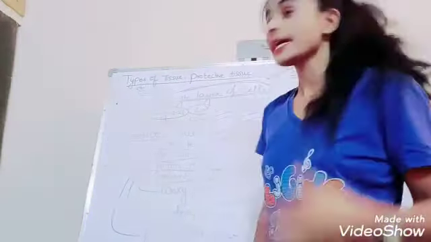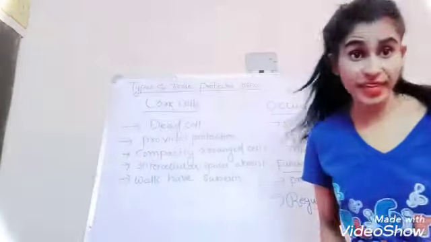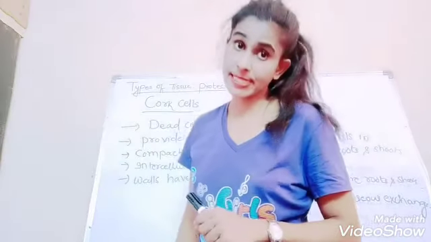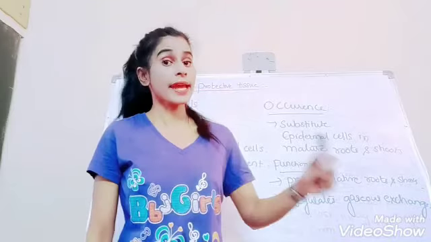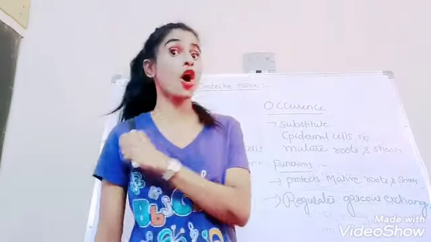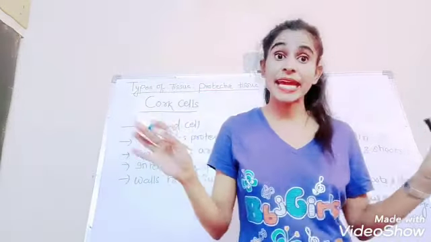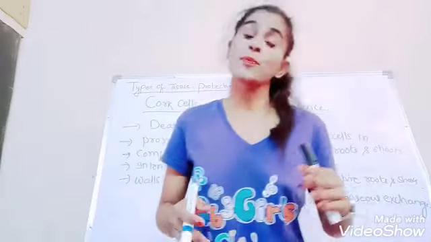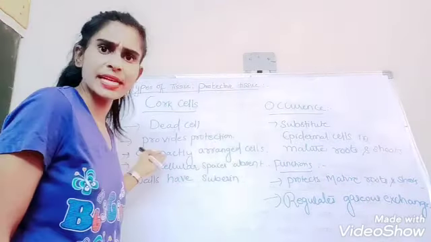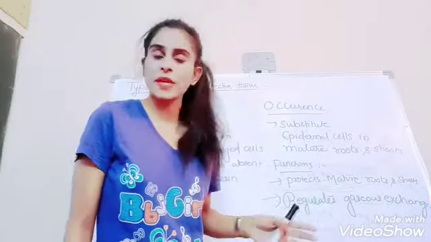So let's move on to the next type of protective tissue, that is cork cells. Now what are cork cells? They are dead cells. The only work they perform is to provide protection. They are compactly arranged cells, and there are also no intercellular spaces.